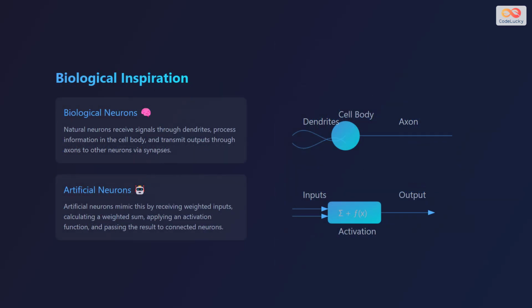Let's explore the biological inspiration behind neural networks. In biological neurons, signals are received through dendrites, processed within the cell body, and transmitted via axons to other neurons through synapses. Artificial neurons are designed to mimic this process. They receive weighted inputs, calculate a weighted sum, apply an activation function, and then pass the result to connected neurons.